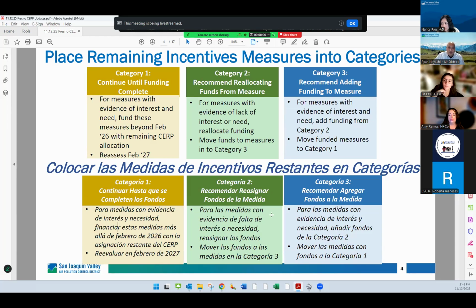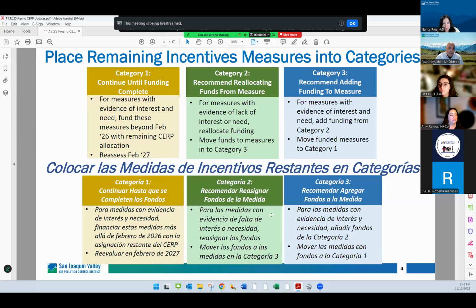And at the same time, we have spending deadlines to expend these funds. And so we want to talk to you about some opportunities for getting, while maybe not the exact same amount of emission reductions, a considerable amount. And that's in category 2. And then category 3, for measures with evidence of interest and need, add funding from category 2. So that's what I was talking about before.